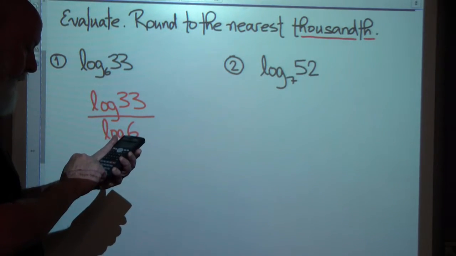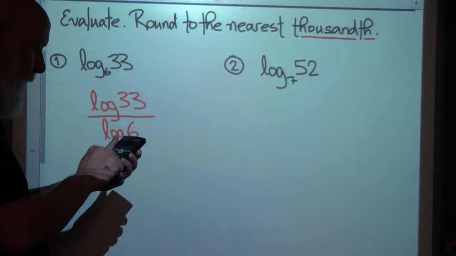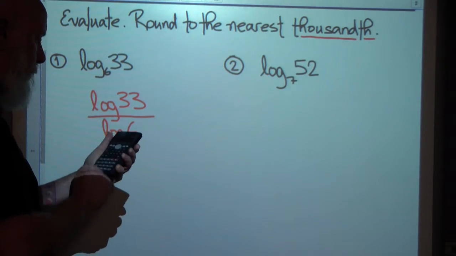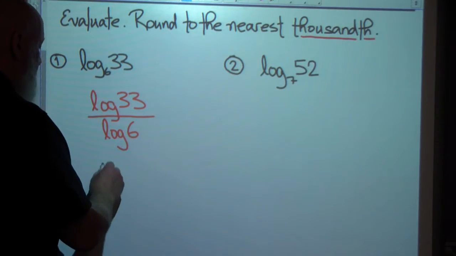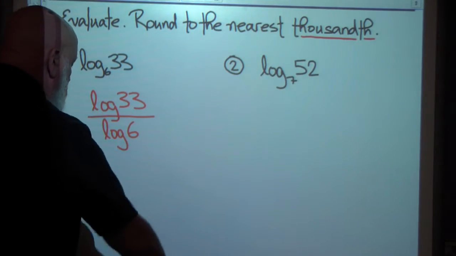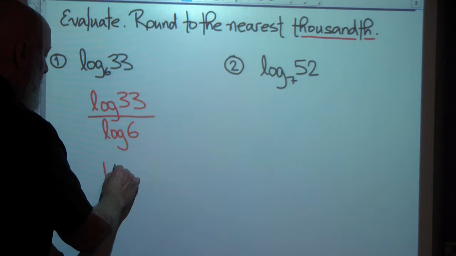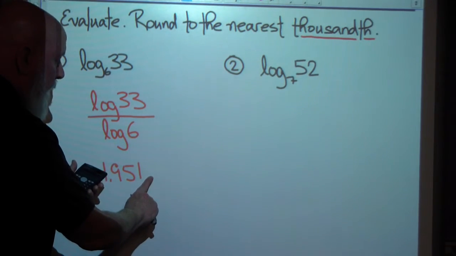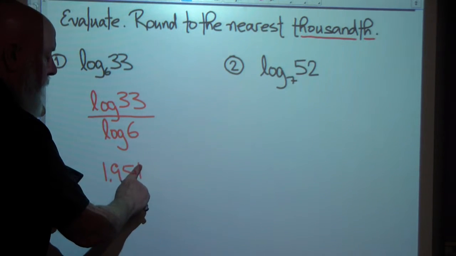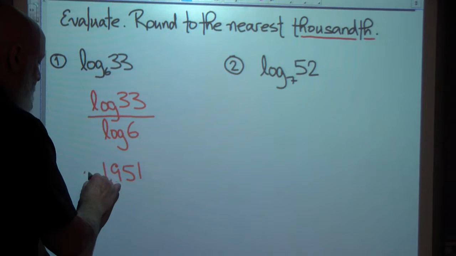Log 33 divided by log 6 equals 1.951 approximately. The next digit was a 4, and if it's a 4 or less, we don't round that up. If it had been a 5 or greater, we would have rounded that up. This is an approximation.